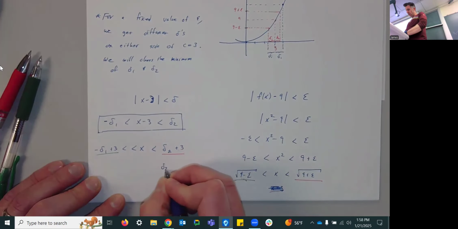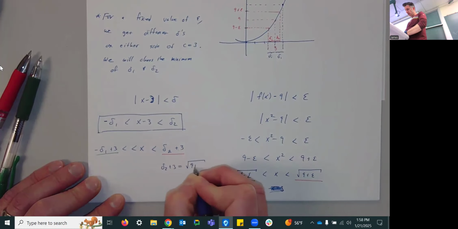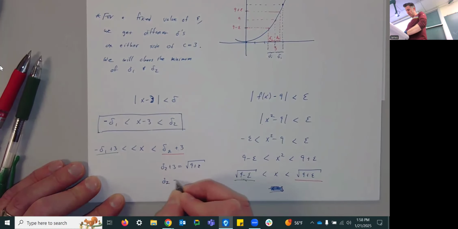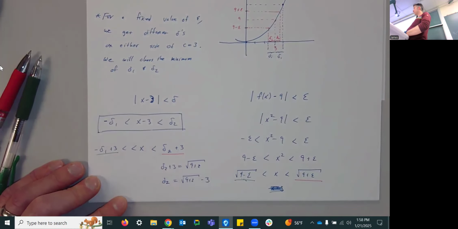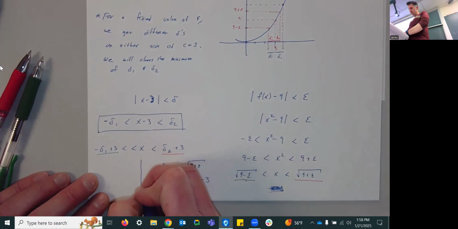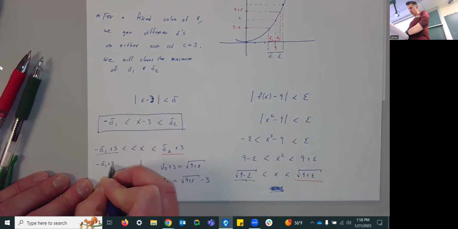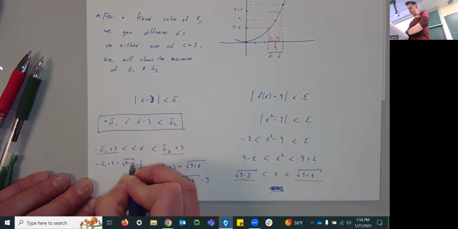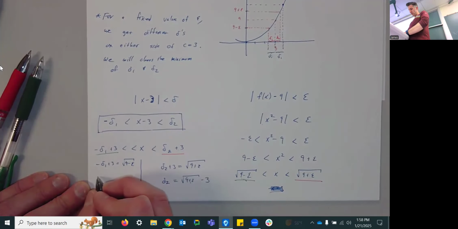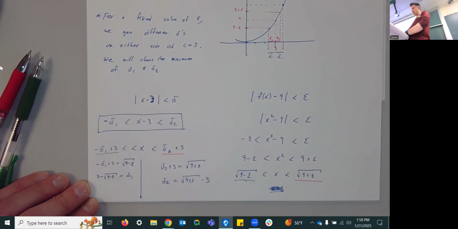We get delta 2 plus 3 equal to the square root of 9 plus epsilon. Or in other words, delta 2 equal to the square root of 9 plus epsilon minus 3, which is a positive number, because 9 plus epsilon is bigger than 9, square root of that's bigger than 3. And then similarly, we're going to have negative delta 1 plus 3 equal to the square root of 9 minus epsilon, or 3 minus the square root of 9 minus epsilon equal to delta 1. Also positive, because 3 minus the square root of 9 minus epsilon is a little bit bigger than 0, because the square root of 9 minus epsilon is a little bit less than the square root of 9.